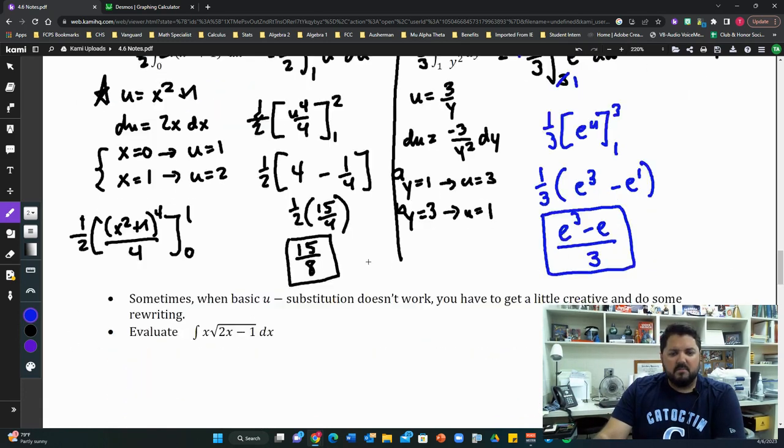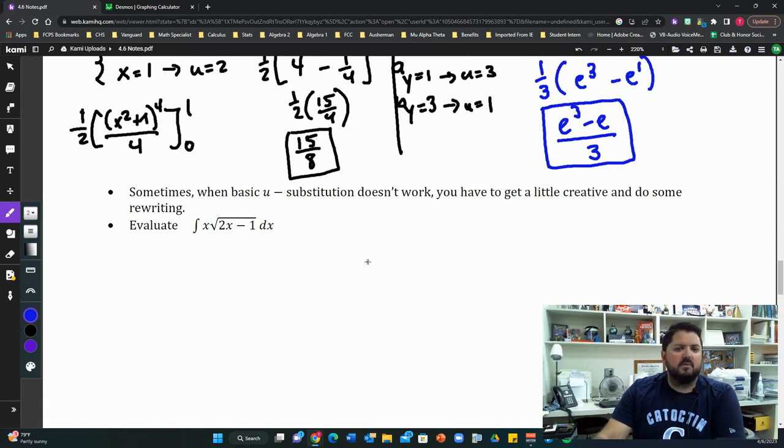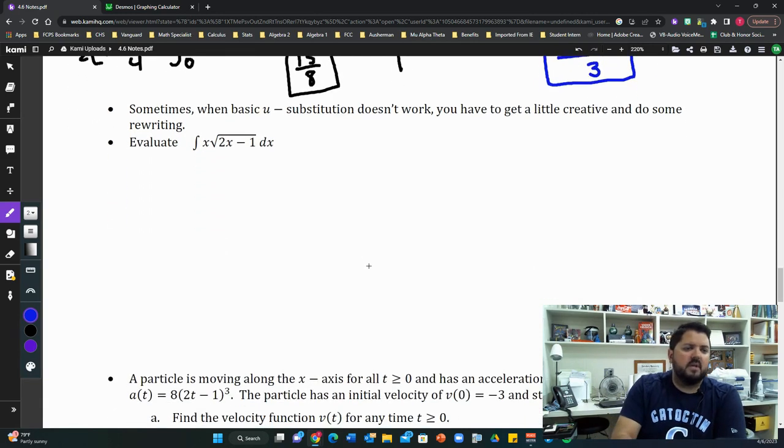Now, sometimes our basic u-substitution kinds of problems aren't going to work. So for example, this one here, I have the integral of x times the square root of 2x minus 1 dx. So let's say that I tried to set this up like a normal problem. Notice this one is indefinite, so I don't have to worry about change of variables.